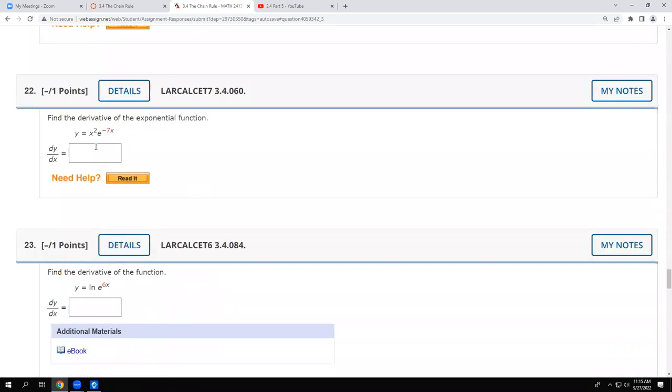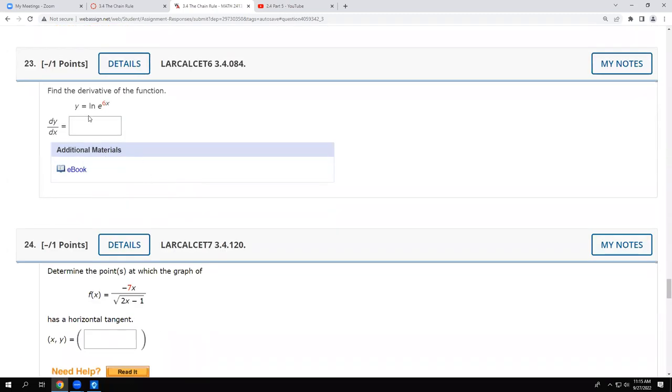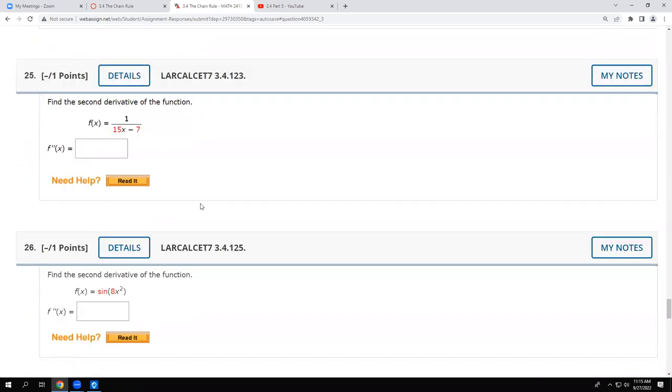That one you could do, this one we kind of did. That one we kind of did. Here we go, that one. f of x equals 1 over 15x minus 7. This one's asking me for what though?